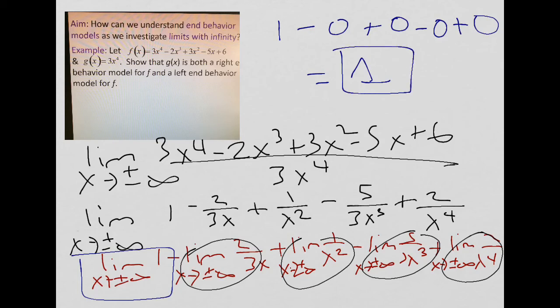That's what we want when we have to show that it's both a right end behavior or a left end behavior. We want the answer of 1, and that was part of our definition for an end behavior model.